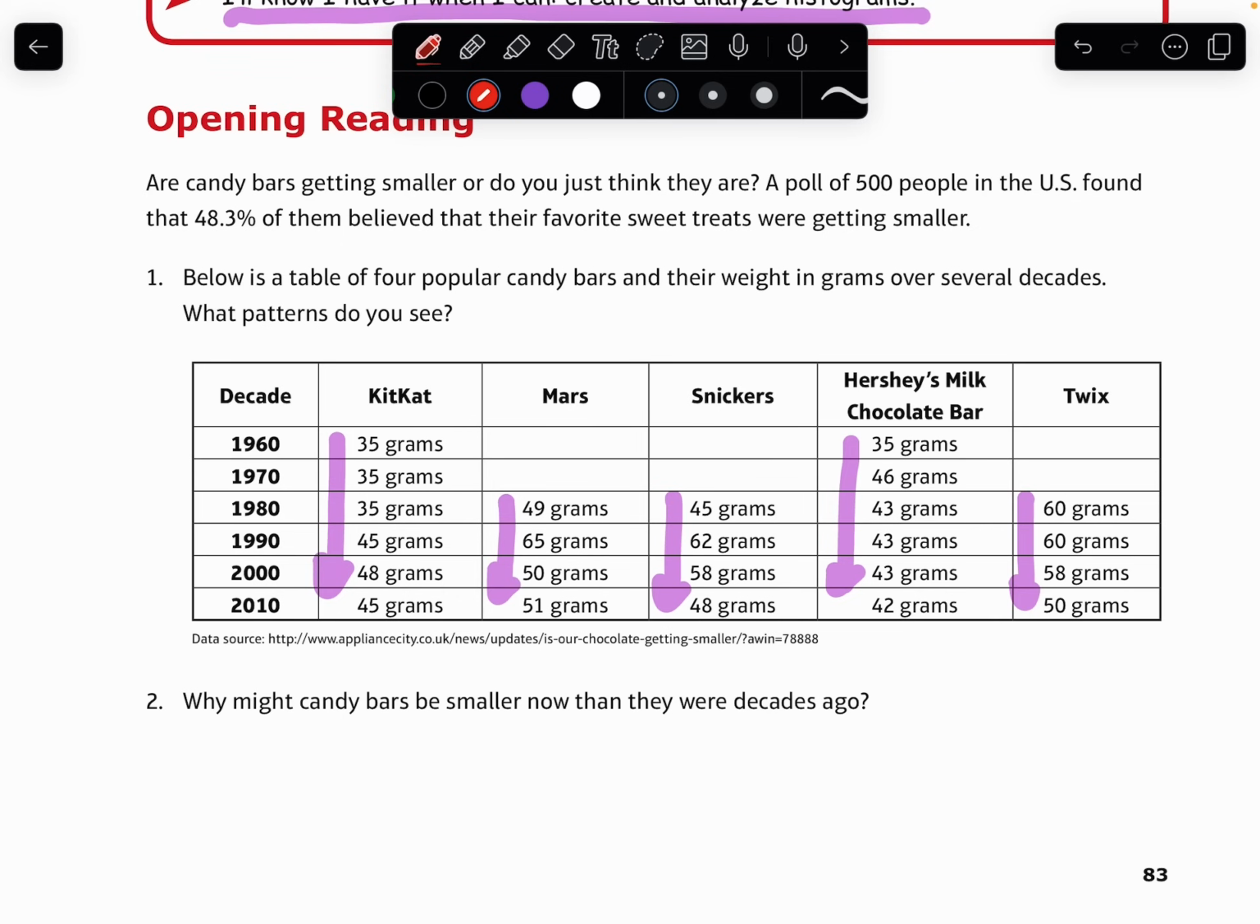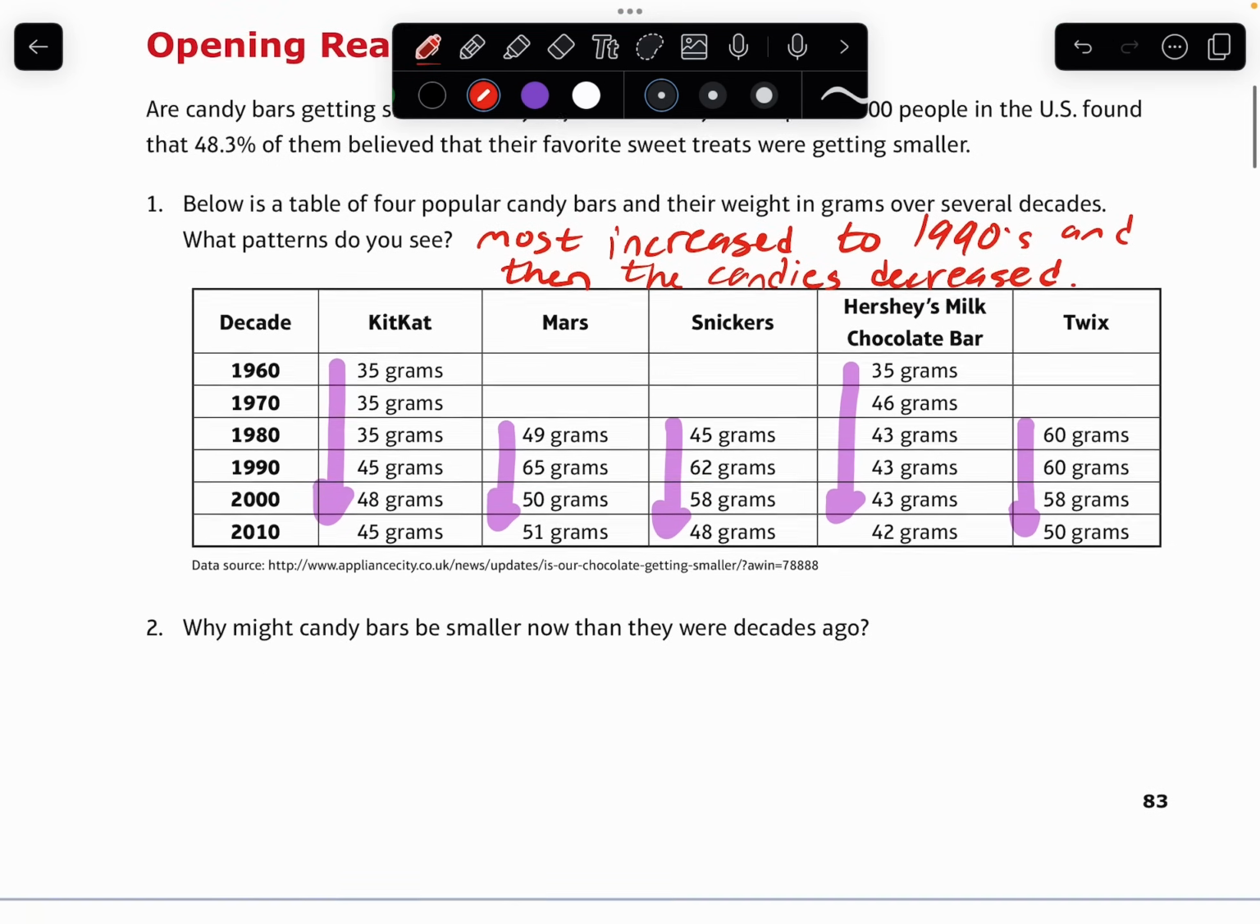So to answer the first question, below is a table of 4 popular candy bars and their weight in grams over several decades. What patterns do we see? To me, what I see is most increased to the 1990s, and then the candies decreased. So I think that's the pattern that we are seeing for the most part. So that's what's happening, at least to me.